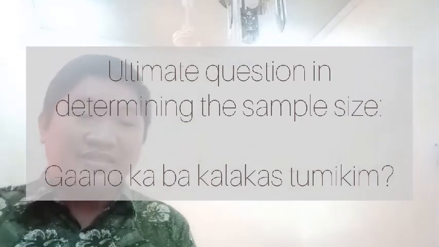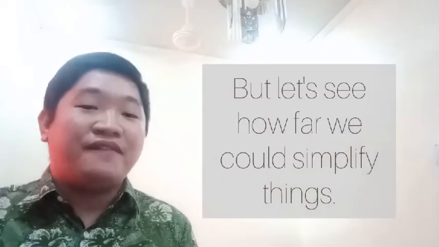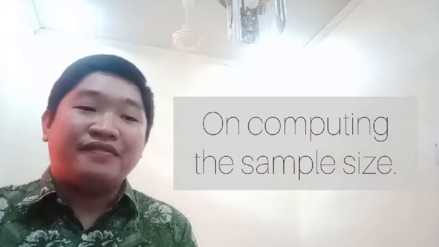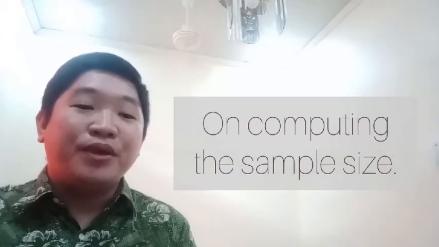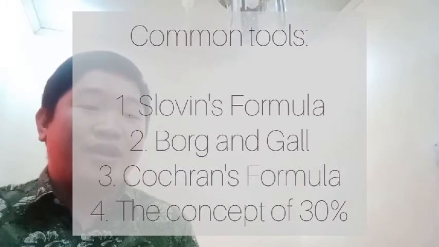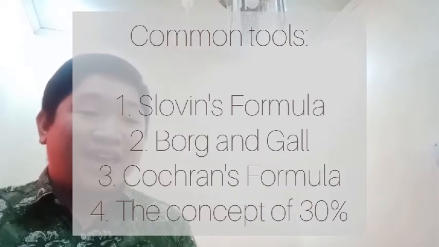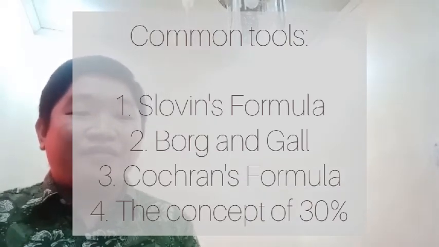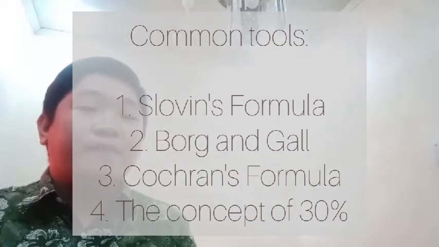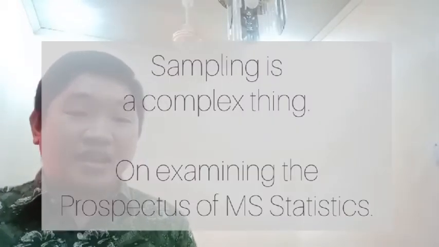In statistics, that is not easy to answer. But let's see how far we could simplify things as we go further. Sure enough, you have an idea how to compute the sample size. We usually compute using Slovin's formula. Yes, it's pronounced Slovin. We have Borg and Gall, the Cochran's formula, the concept of 30%, and many more. Sampling is a complex thing.